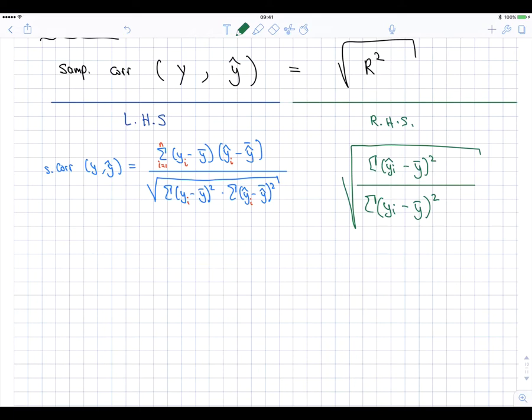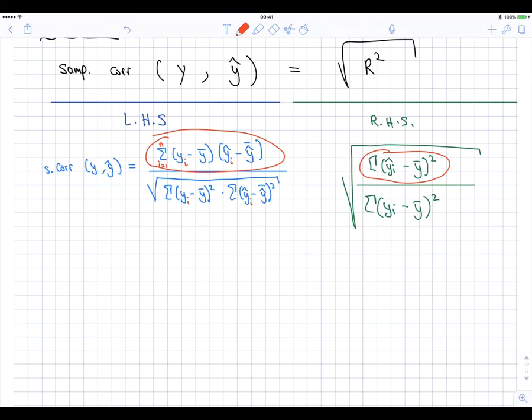What differences do you notice between the right-hand side and the left-hand side that you might want to get rid of? What is something that the left-hand side has but the right-hand side doesn't have, for example? Yes, y hat. If I look at the numerator for a second, on the numerator of the right-hand side, I don't see any y_i's. So possibly one way is to try and maybe rearrange that.